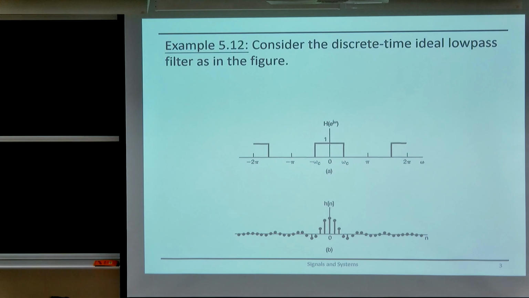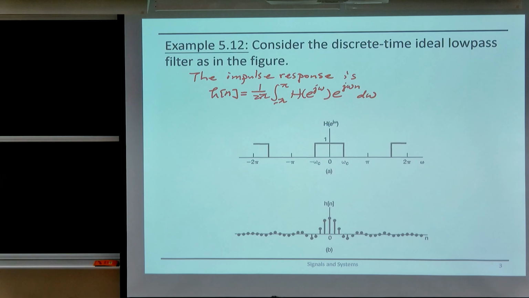Okay. So here, assume that you have this discrete time ideal low pass filter with a spectrum that looks like this. And you want to see what the time domain signal looks like. In this case, you can apply the inverse Fourier transform formula to get the impulse response, which is 1 over 2 pi, integral from minus pi to pi of H(e^{jω}) e^{jωn} dω. So you can use this inverse Fourier transform to find the impulse response.